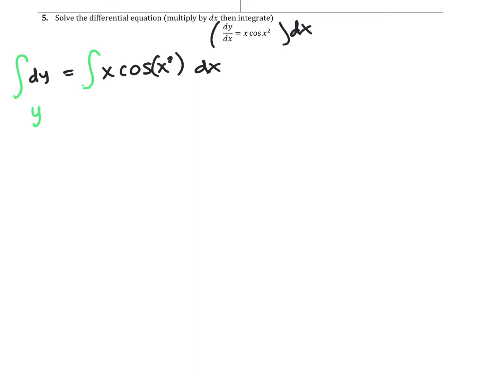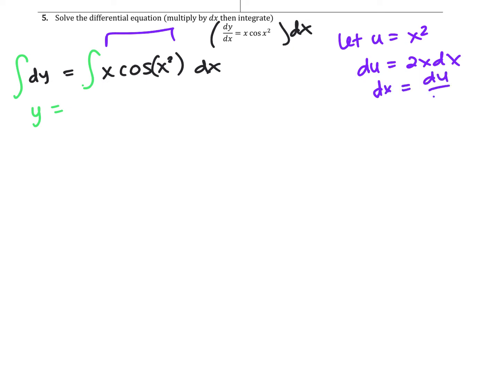So if I integrate dy, I just get a y. And now we're going to have to use u-substitution to manipulate this portion over here with the x's. So I'm going to let u equal x squared. So du is 2x dx. So dx is equal to du divided by 2x. So I'm still going to have the integral. I still have an x and a cosine, but now I have a cosine of u. And this is being multiplied by du over 2x.